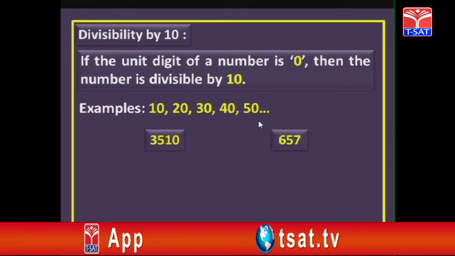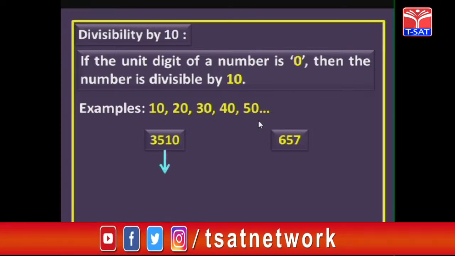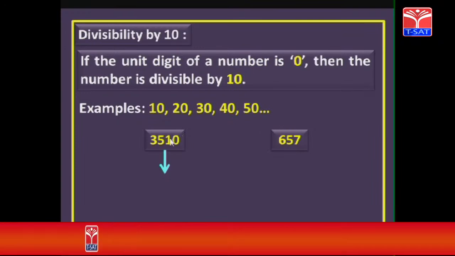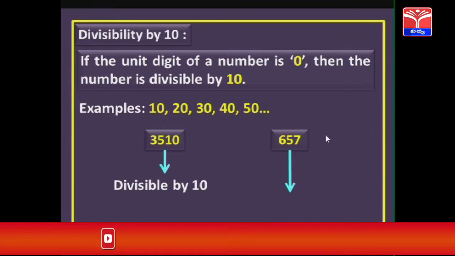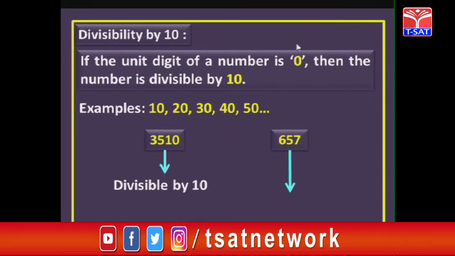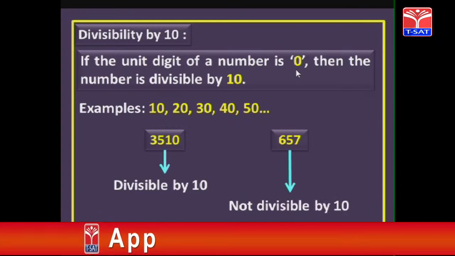Now, let us take two more examples, that is 3510 and 657. If you notice the first one, that is 3510, the ones or units place is 0. That means this number is divisible by 10. Now, take a look at the second number, 657. Here the ones digit is 7. According to the rule, only if it has 0 is it divisible. So, 657 is not divisible by 10.